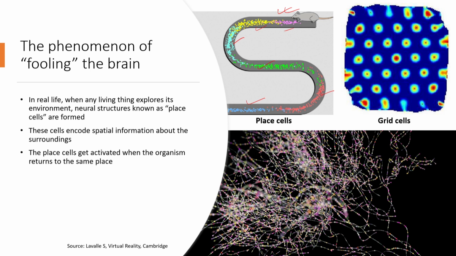The place cells get activated when the organism returns to the very same place. In addition, there are grid cells. These encode locations in a manner similar to Cartesian coordinates.